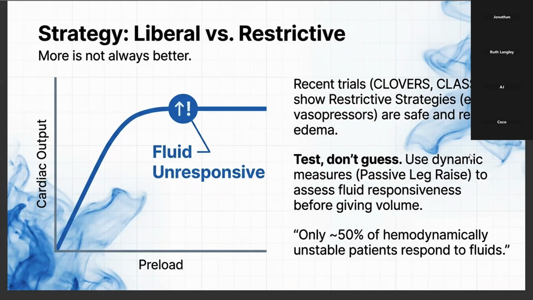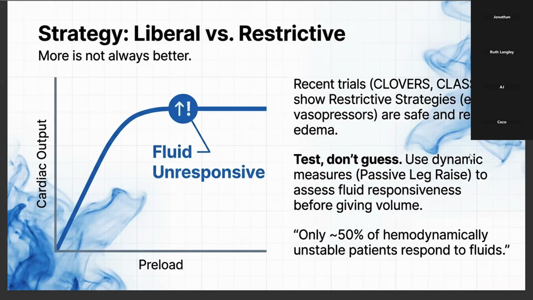So you can see as we increase preload, the cardiac output improves. Eventually, it won't improve any further. You can only stretch that ventricle so far. So now if you start giving them more fluid, you're not actually improving their cardiac output. You're pouring that fluid to some mysterious place where the patient doesn't need it. So are they fluid unresponsive?